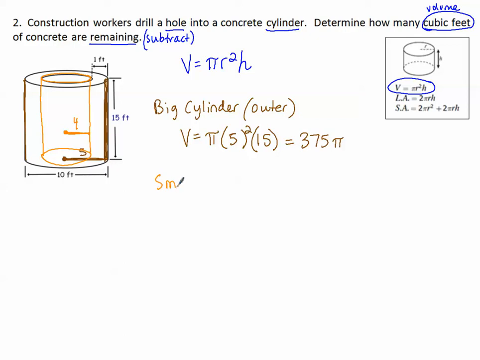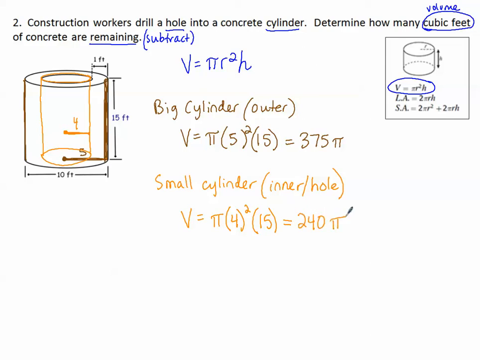So now we'll think of our small cylinder, or the inner cylinder, which is the hole, and we'll write the formula for that. Pi, radius is 4, and then the height. Well, it's just as tall because they drill the hole all the way through, so the height is the same, 15. That makes 240 pi.